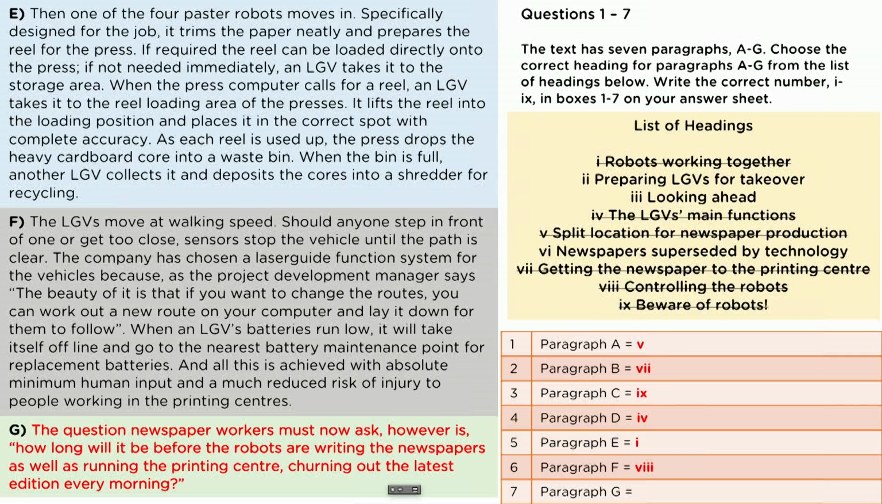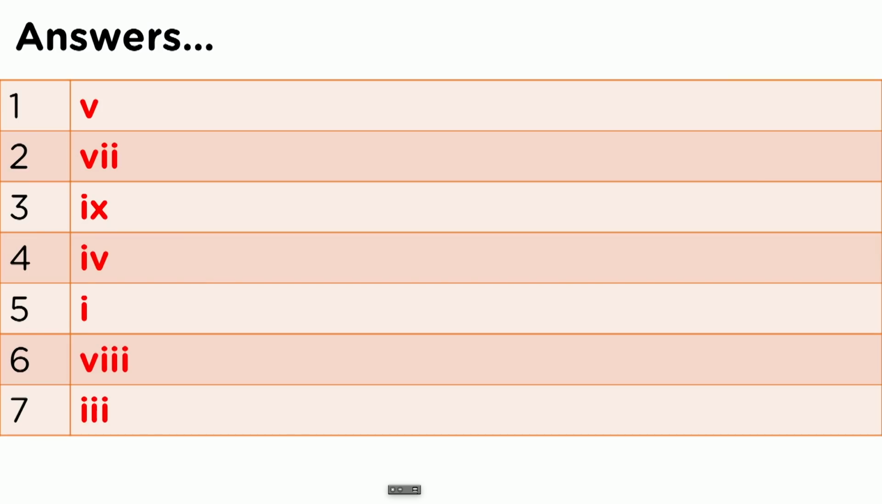The best answer here, well, preparing LGVs for takeover? No, that's not what it's about. Newspapers superseded by technology? No, this is a prediction. Paragraph G is a prediction, and therefore it has to be 3, looking ahead. So, on your answer sheet, you should have written this: 5, 7, 9, 4, 1, 8, and 3.